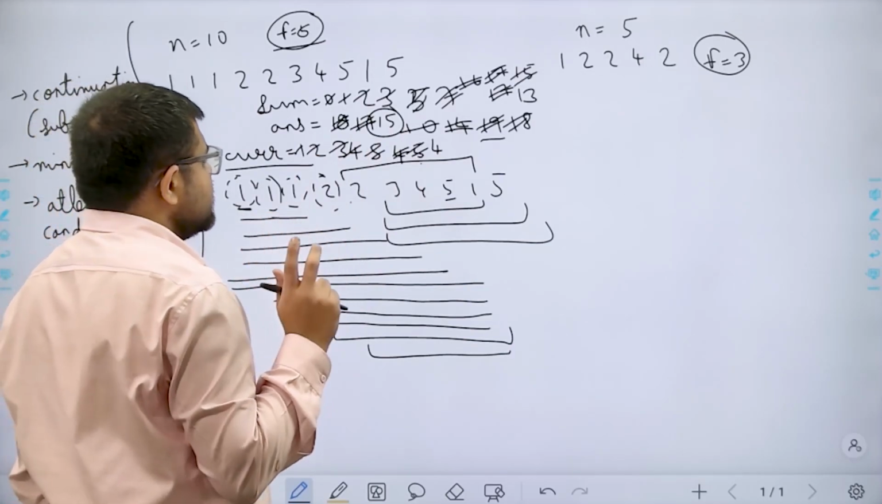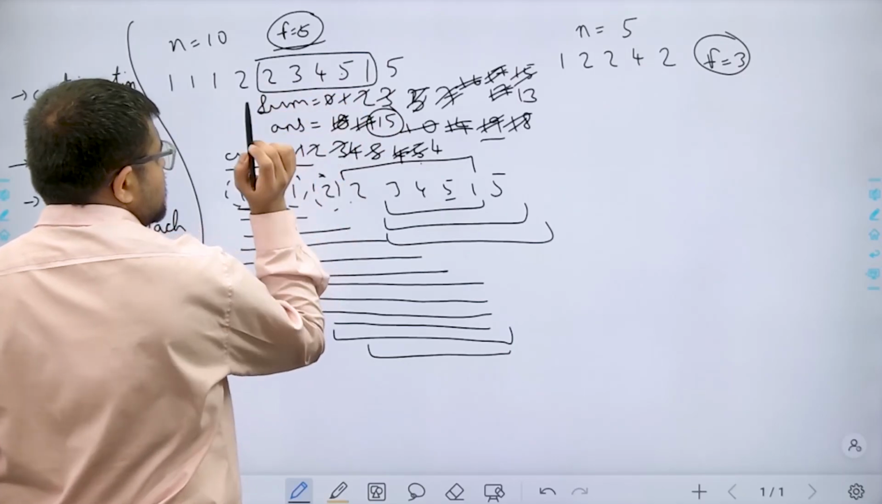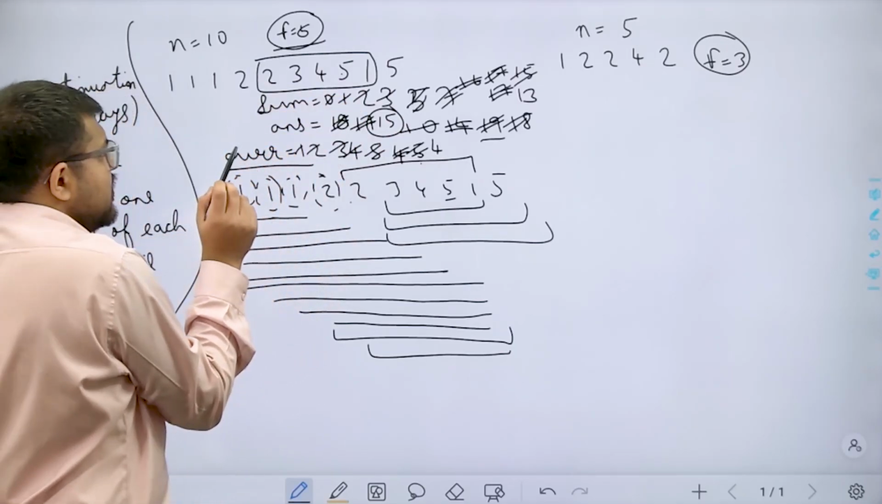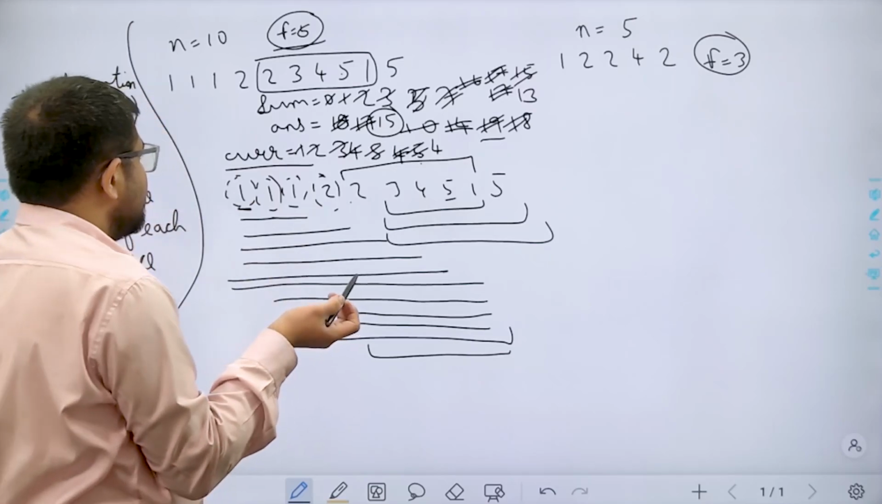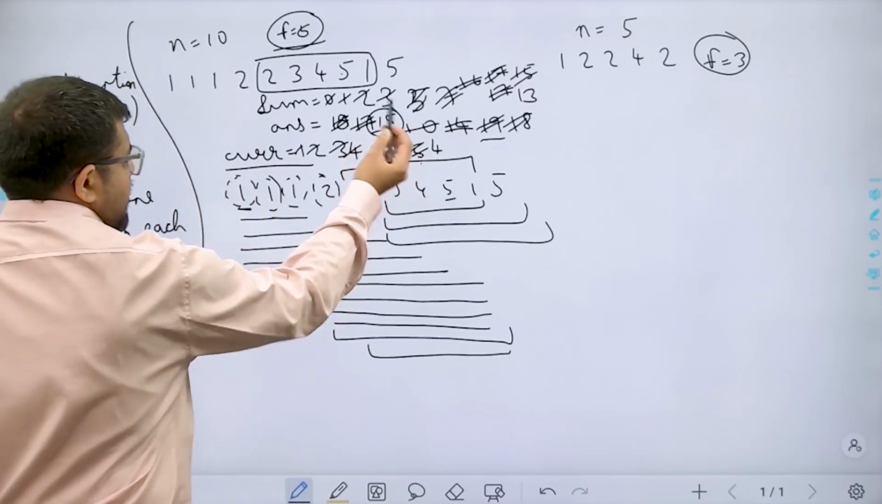The minimum expenditure is 15, and what will that be? It will be this subarray. Sum of first 5 elements is 5 into 6 by 2, that is 15, right? 5 plus 4 is 9, 9 and 1 is 10, and 5 is 15, and hence we have got the correct answer.